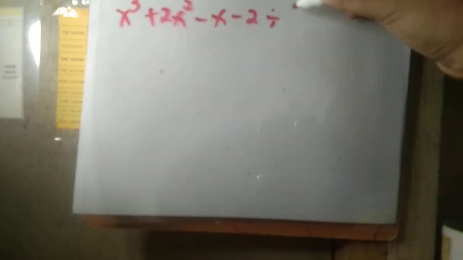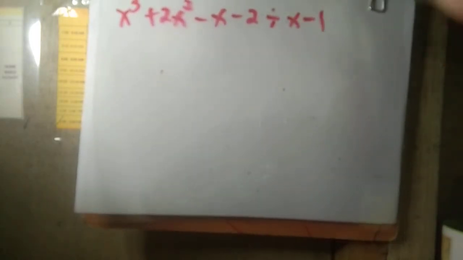Okay. So this time, let's have now this problem, or this example. So x cubed plus 2x squared minus x minus 2 divided by x minus 1.